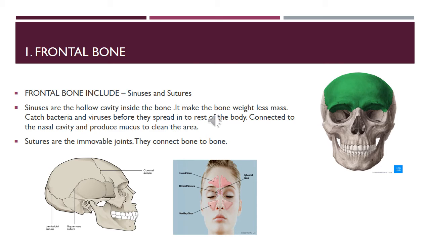Your frontal bone makes up the bony part of the forehead, the orbital cavity holding the eye, and the nose, respectively. It has sinuses and sutures. Sinuses are a connected system of hollow cavities in the skull. It is connected to the nasal cavity. The two main advantages of sinuses are that they make the bone weigh less and catch bacteria and viruses before they spread in the rest of the body. Next is the suture. Sutures are immovable joints which connect bone to bone.